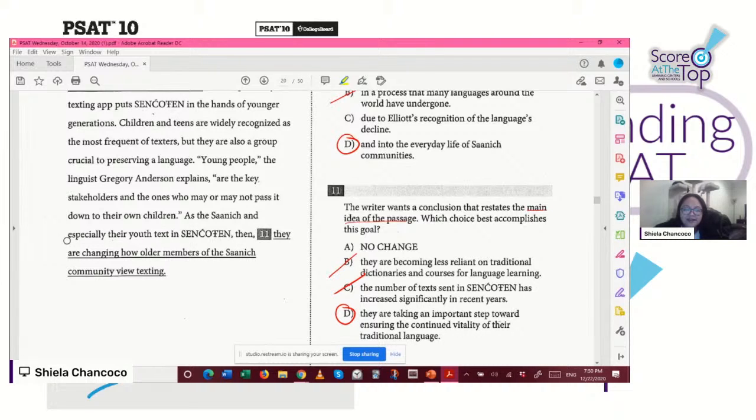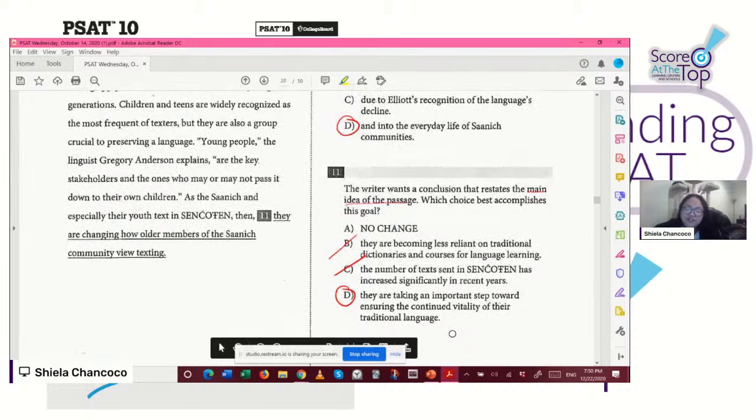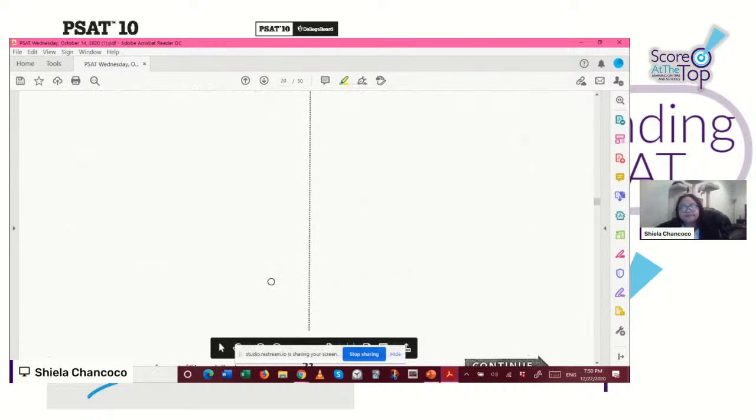As a signage, especially their youth text and senkuten, then they are taking an important step towards ensuring the continued vitality of their traditional language, right? That's the main idea here. The fact that it's not how older members view texting. It's not about that. It's about them preserving their language because it's only usually through spoken word.